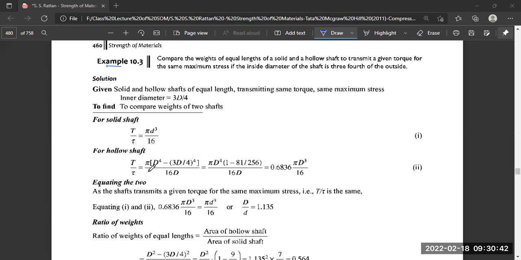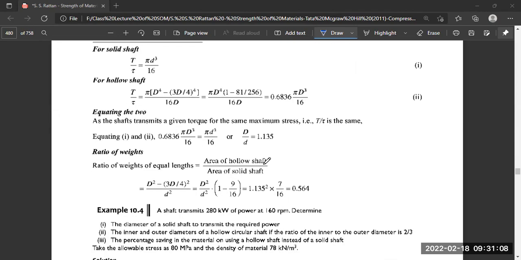So we can safely equate them, thus it becomes pi into d to the power 3 equals 0.68 pi D to the power 3, or capital D divided by small d, which is the outside diameter of the hollow shaft divided by the diameter of the solid shaft, is equal to 1.135.